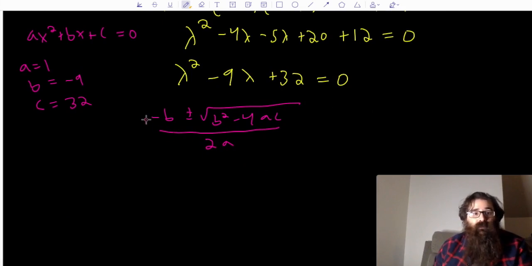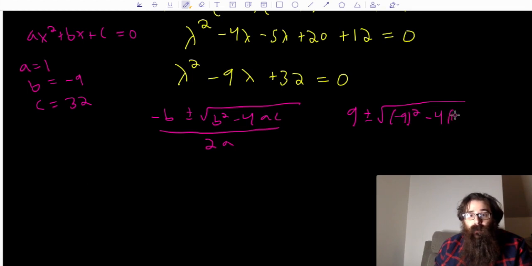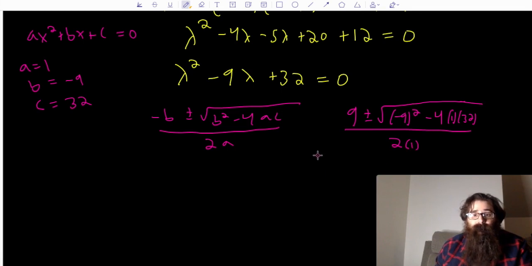And let's see what I get. So negative b, negative 9, is going to give me 9 plus or minus the square root of (-9) squared. It's that number squared, so I like to put parentheses around it. Minus 4 times a, which is 1, times c, which is 32. And then all divided by 2 times a, which is 2 times 1.